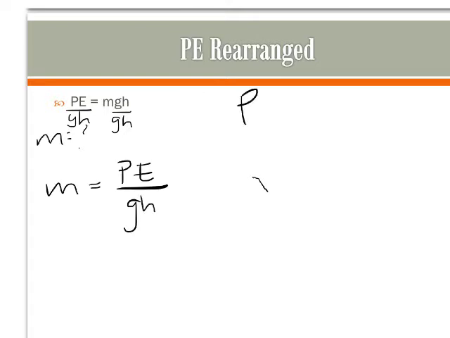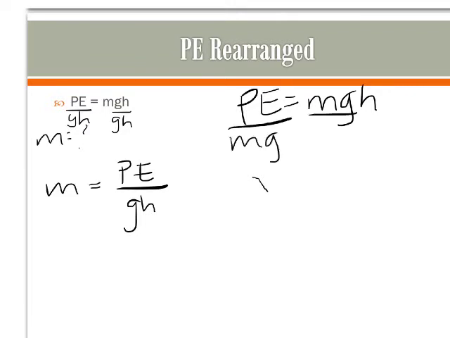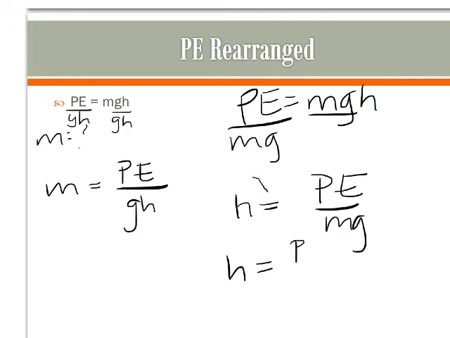Or the other thing you might need to solve for is H. Again, starting with PE equals MGH, we want to get rid of the other two variables, mass and gravity. So you're going to divide by mg, and then you'll have height is equal to PE divided by mass times gravity. Now remember, mass times gravity is also weight. So you could also solve for height by having PE divided by weight. Now that W is for weight, not work.